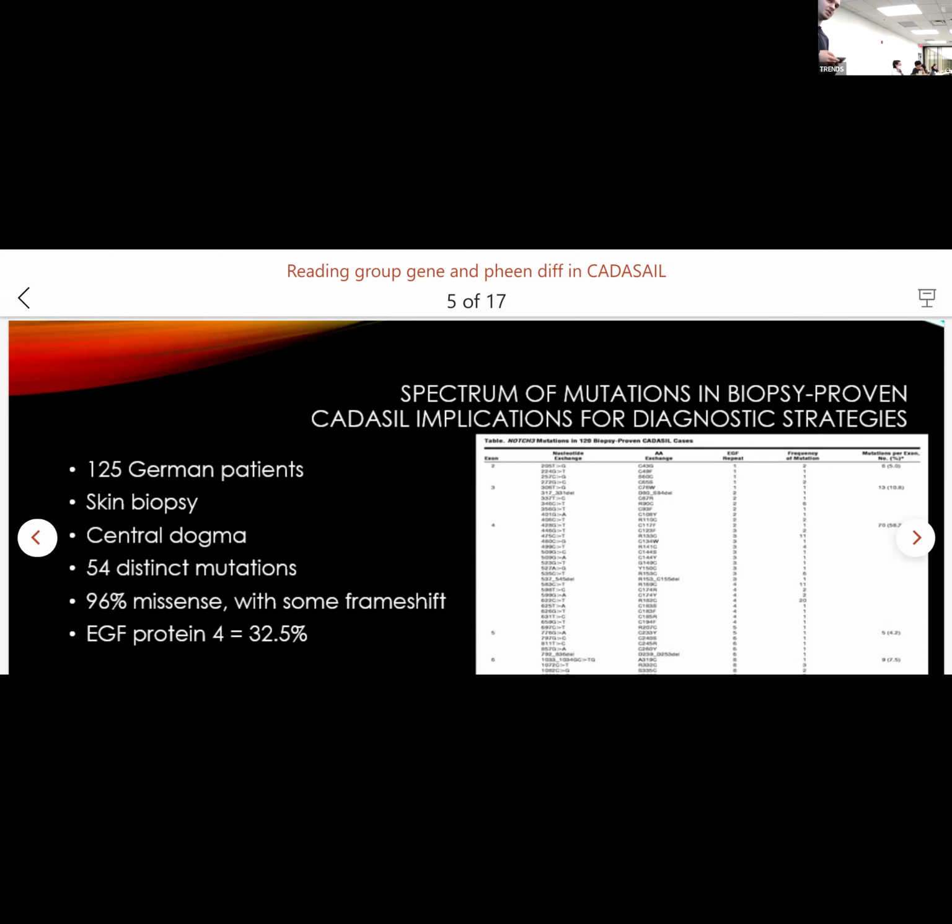And what they found was that the proteins that were actually produced were the highest amount of protein too, at 32.5% of this EGF on protein 4. So those are the highest ones there. Excellent.